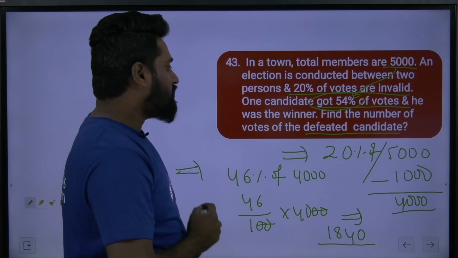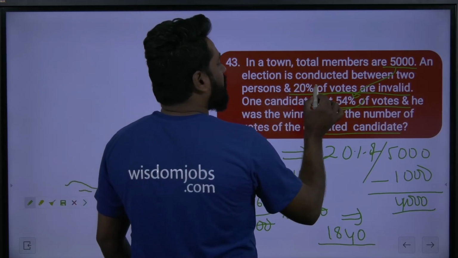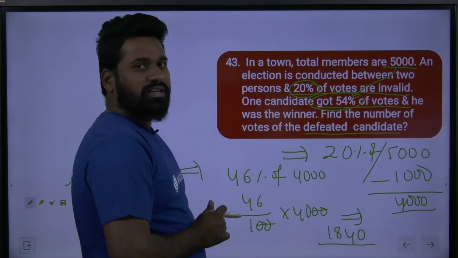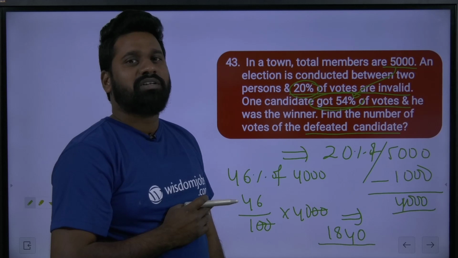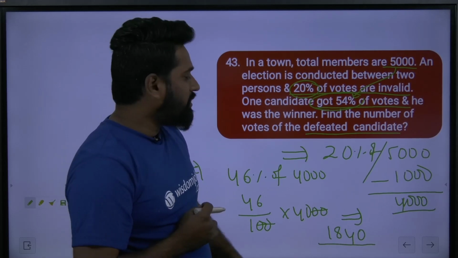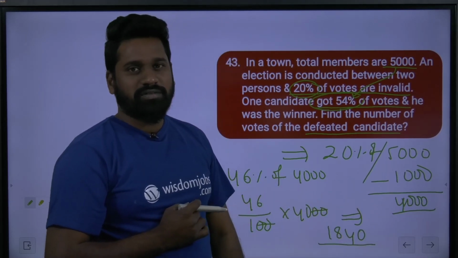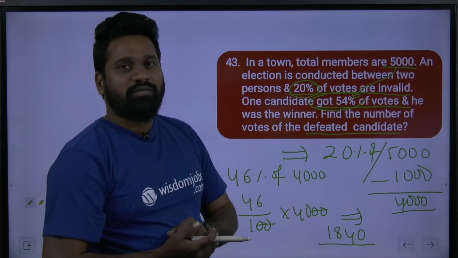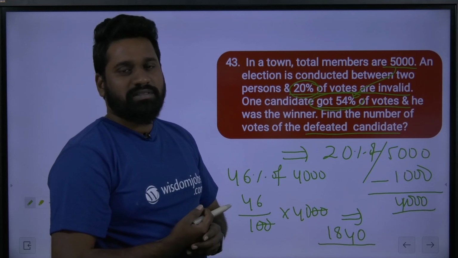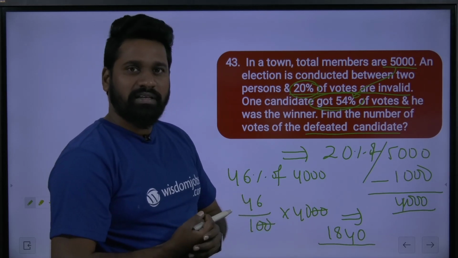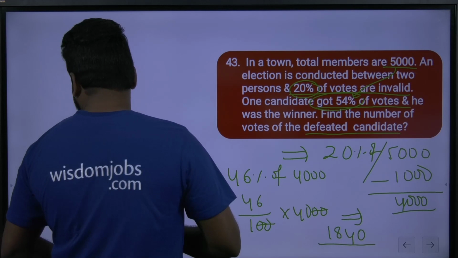Is it clear? So simply first always you can subtract those 20% from the total number of votes, because those votes are invalid. Only have to take the valid number of votes. Out of this valid number of votes, 54% for the first one, remaining 46% for the second one. Clear now? Right.